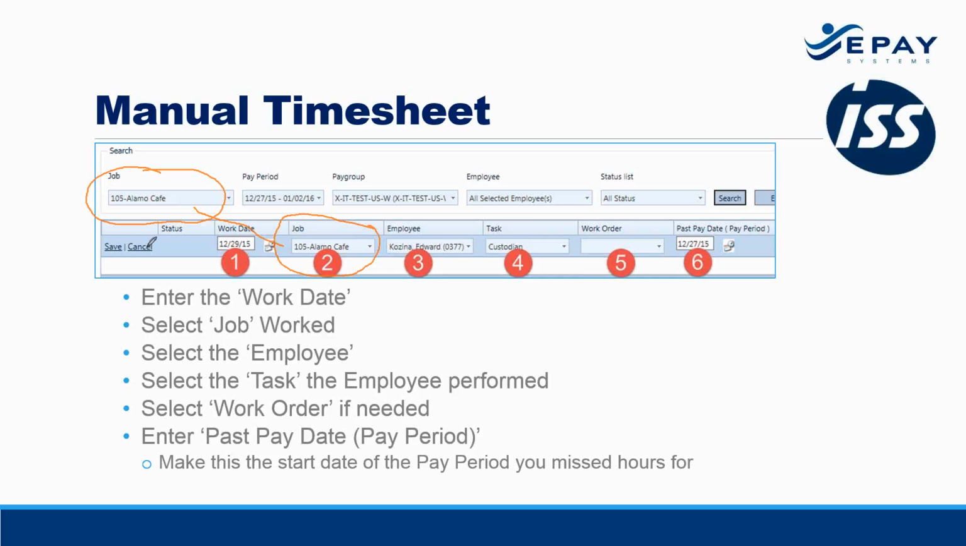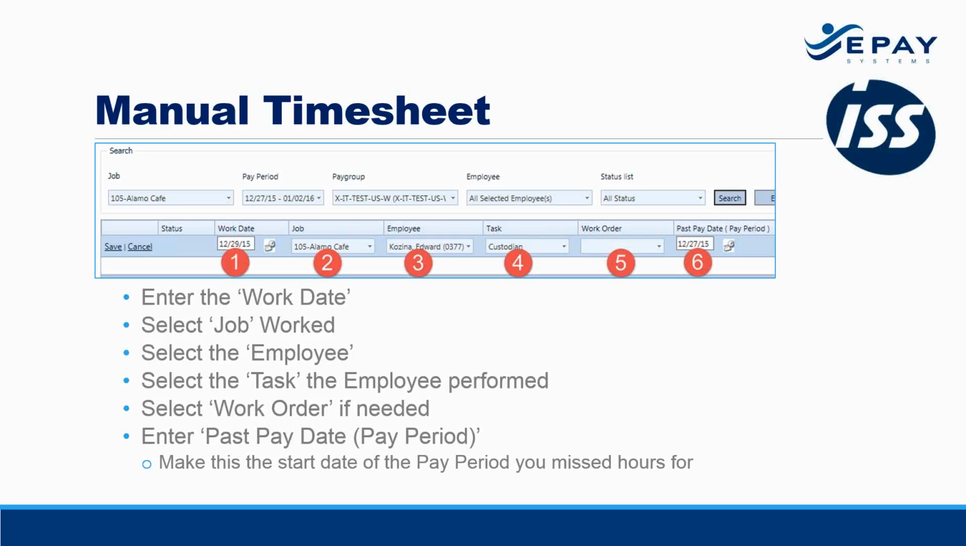Next, pick the employee. Next, pick the task the employee worked. If there's a work order, you have the ability to put the work order there. And obviously from a labor forecast standpoint, we want to make sure we pick the correct work order if there is one. And then the past pay date. This is a date field that we always get questions about, and it's just a unique field. What I tell everyone is go in there and just make it the start date of the pay period you missed hours for. That's the way to go.